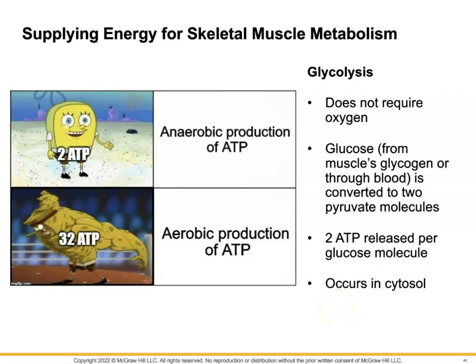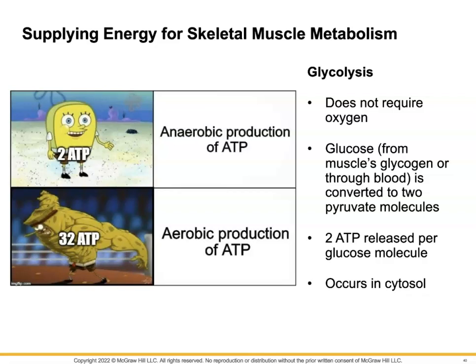What do you remember about glycolysis? Oh, I see the wheels turning. This is the first step of cell respiration, right? But it doesn't require oxygen. We use the glucose, and we convert it into 2 pyruvate molecules. And in the process, remember, we net 2 ATPs, okay?